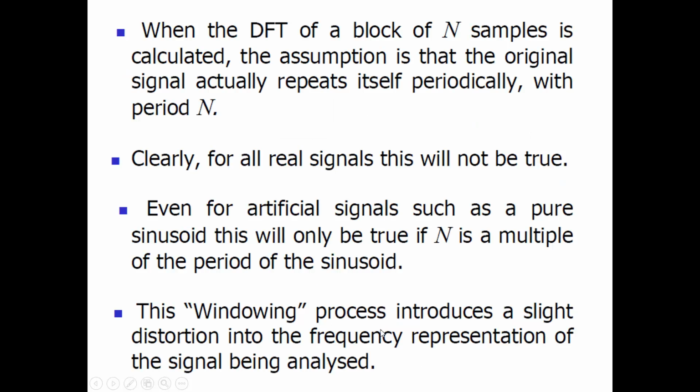All right. Now, when the DFT of a block of N samples is calculated, the assumption is that the original signal actually repeats itself periodically with period N. Clearly, for all real signals, this will not be true. Even for artificial signals, such as a pure sinusoid, this will only be true if N is a multiple of the period of the sinusoid. That means we are trying to take the DFT within a certain period, which is capital N. So we are trying to take the DFT within a window. This windowing process introduces a slight distortion into the frequency representation of the signal being analyzed.